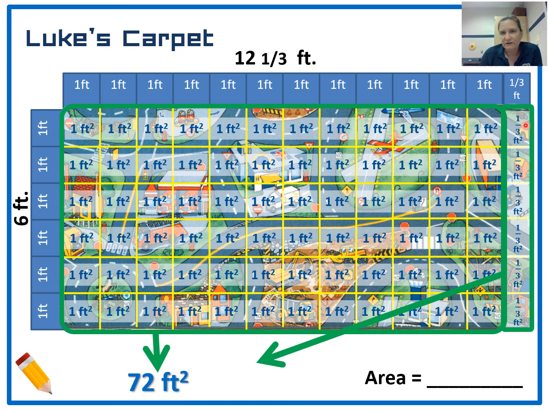And then this column here is thirds. So now 1/3 plus 1/3 plus 1/3 is 3/3, which would be 1 foot. So each group of 3 gives us 1 foot squared. So you'd have 1 foot, and then down here you'd have 1 foot. So that would be a total of 2 feet. Okay, and you add that together and you get 74 feet squared. With a calculator, you could do 12 1/3 foot times 6 feet, or you could do that with paper and pencil.